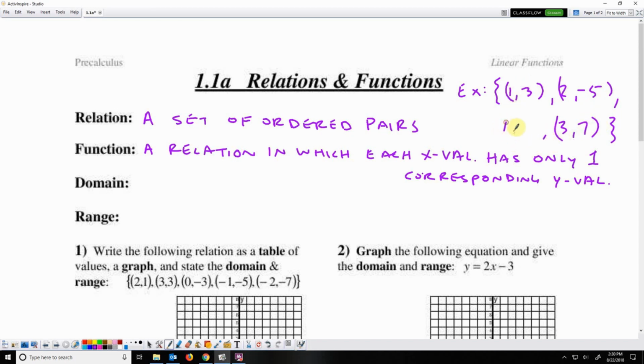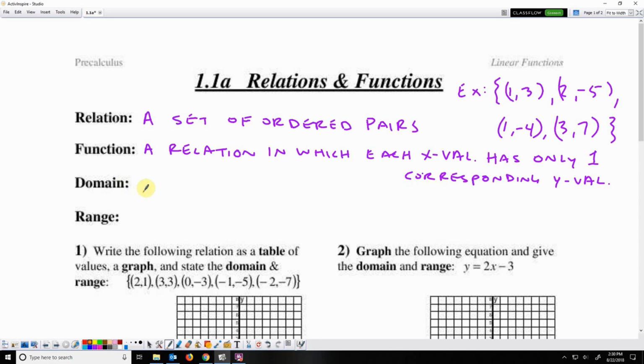But if I added the pair 1, -4, now it's not a function anymore because the x value 1 has 2 different y values, 3 and -4. So now it's not a function. So it's a function if each x value has only one y value. It's not a function when one of the x values has multiple y values.